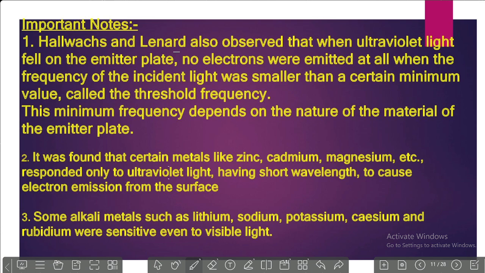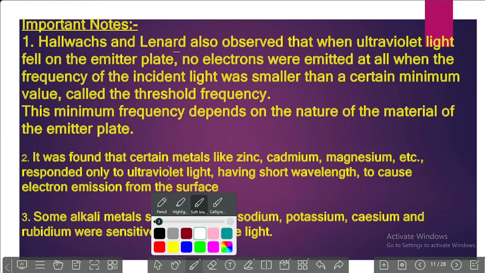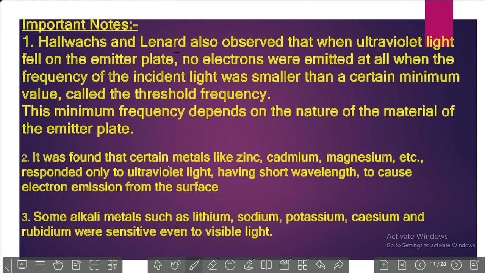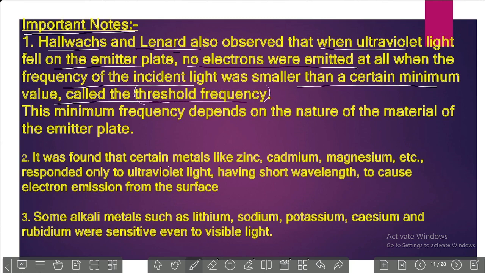So here everyone listen about some important notes about the photoelectric effect. From the Hallwachs and Lenard observation, what did we understand? We understood that when UV light fell on the emitter plate, no electrons are emitted at all when the frequency of incident light was smaller than a certain minimum value called threshold frequency. Remember.